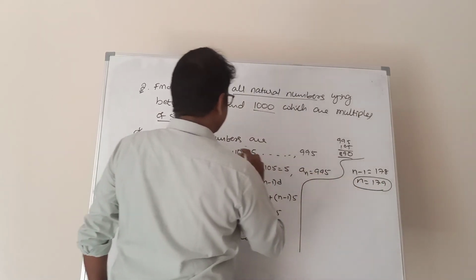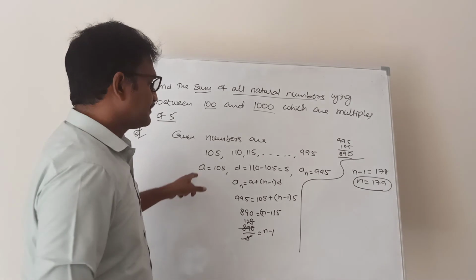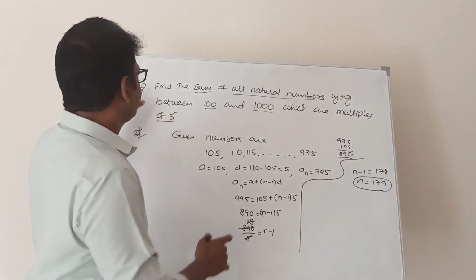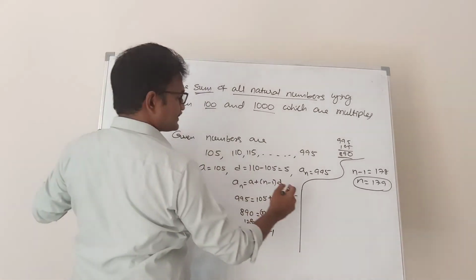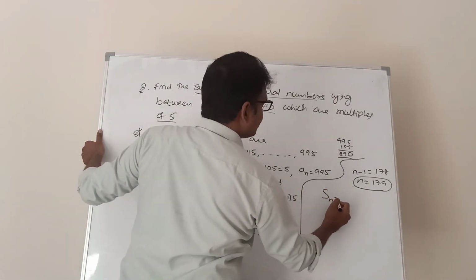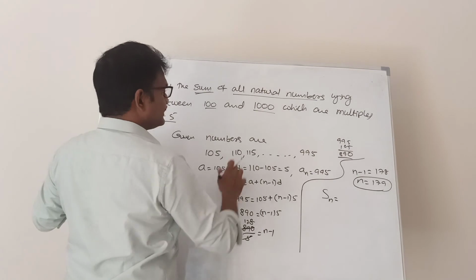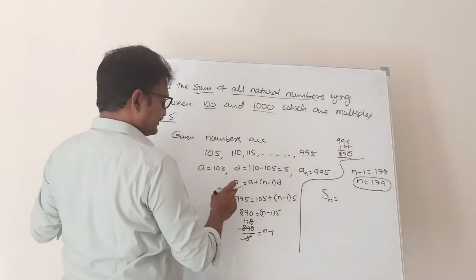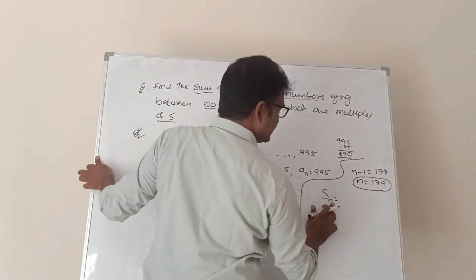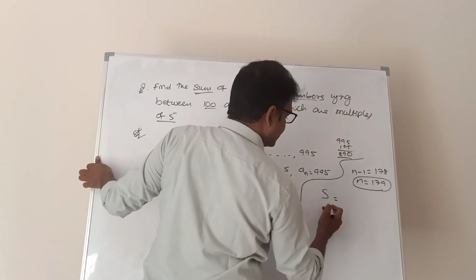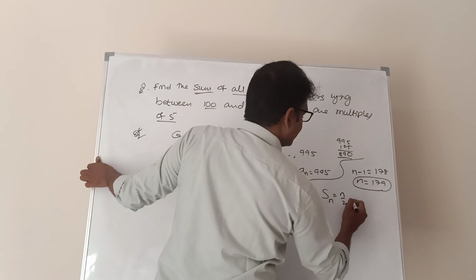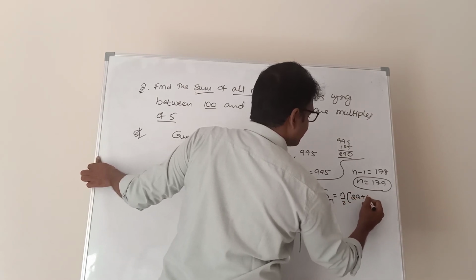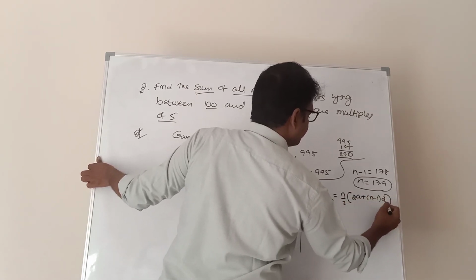So how many terms are there in this sequence? 179 terms are there. What are we to find? The sum of all natural numbers lying between 100 and 1000 which are multiples of 5. How many numbers are there? 179. So we should find the sum of 179 numbers. What is the formula for S n? n by 2 into 2a plus n minus 1 into d.